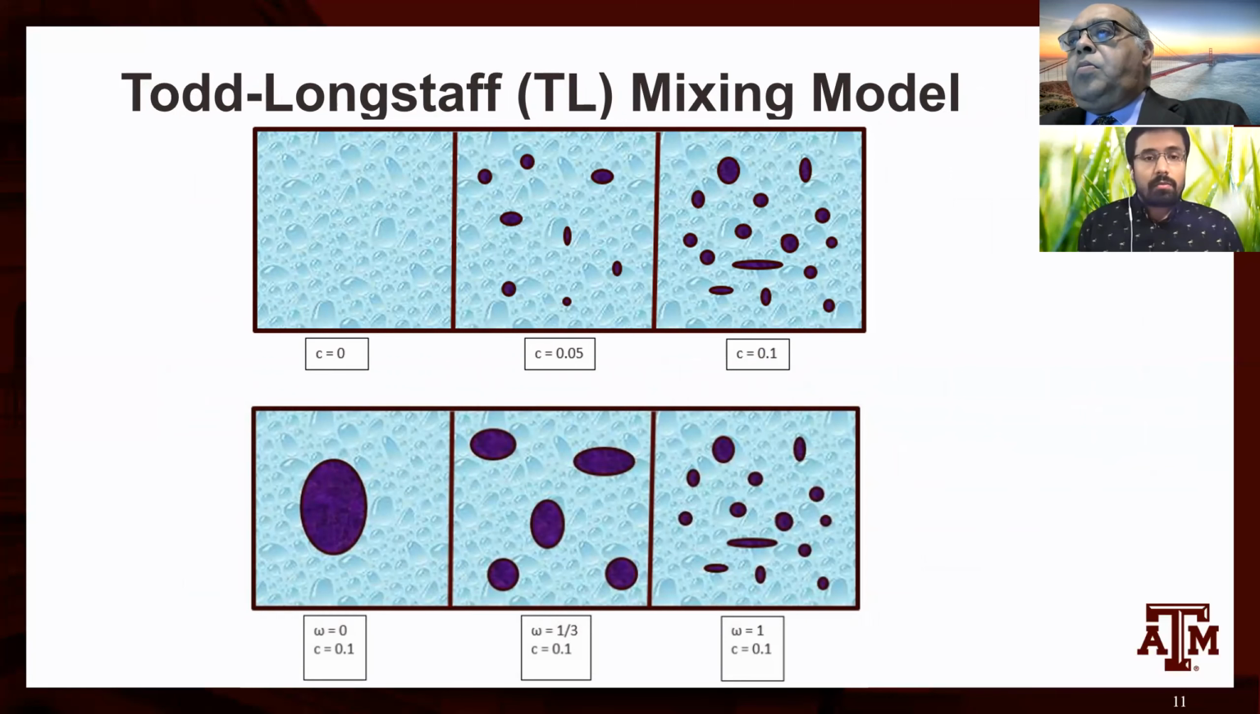So apart from the shear thinning model, we have also implemented the Todd-Longstoff mixing model. We have 6 frames here. The first 3 frames represent constant omega, which is a mixing parameter, which we will come to in the next slide, and varying concentration. In the second row, the bottom 3 frames show varying omega but constant concentration. The second row represents how well mixed a polymer is. The important point is that when omega is 0, we have isolated polymer, and with omega equals 1, we have a segregated polymer, which is completely mixed.